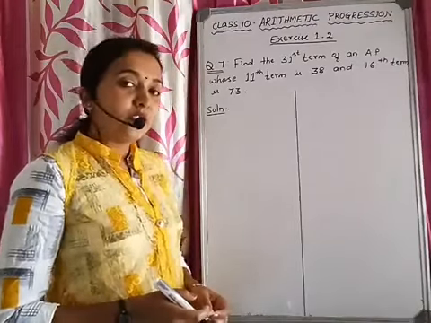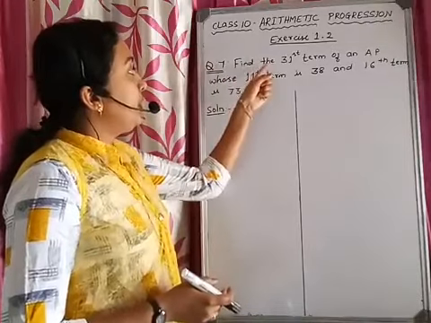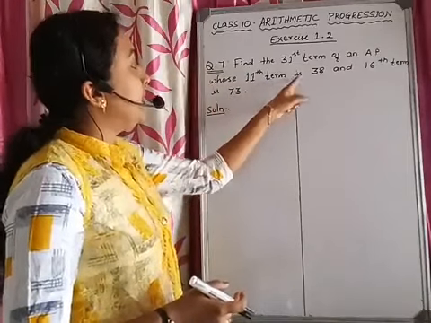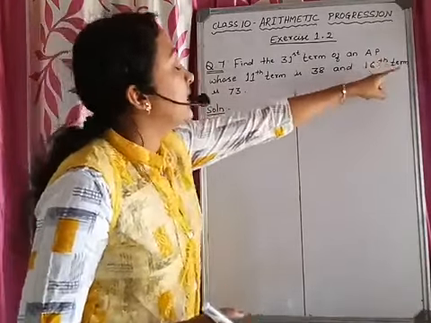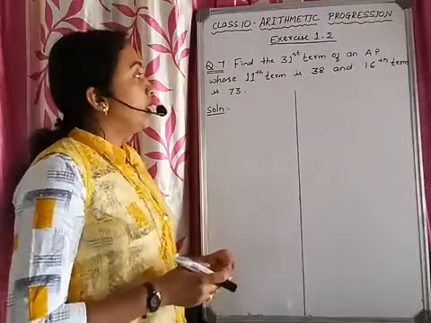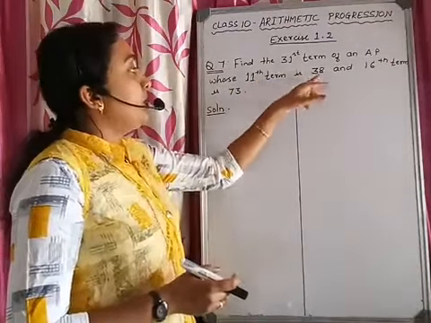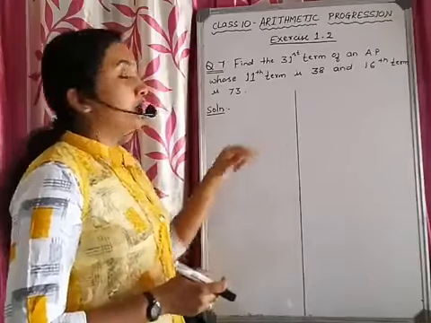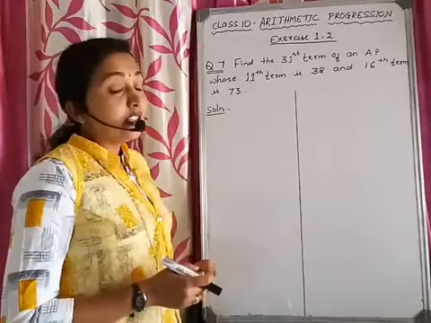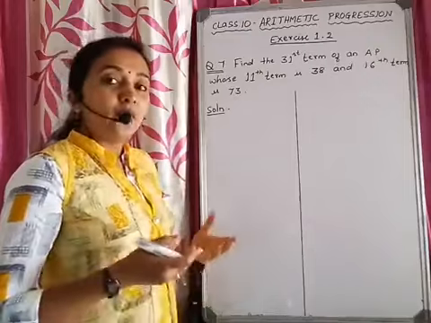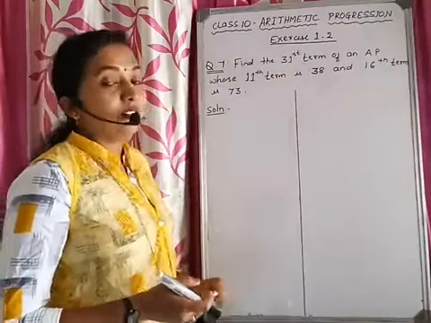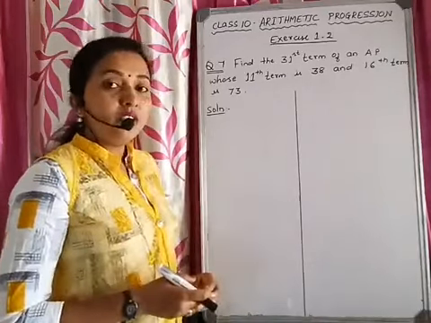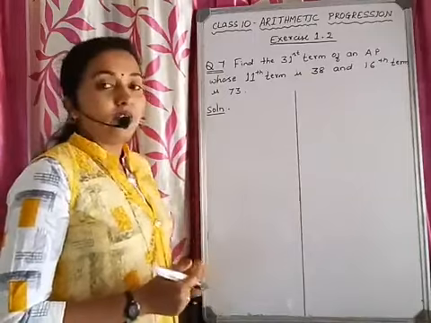Okay, children, your 7th question is, find the 31st term of an AP whose 11th term is 38 and 16th term is 73. Here, the 11th term of some AP is given, which is 38, and the 16th term of that AP is also given, which is 73. Using this data, we have to find the 31st term of the same AP. Do you understand the question, children? Okay, let us go for the solution.